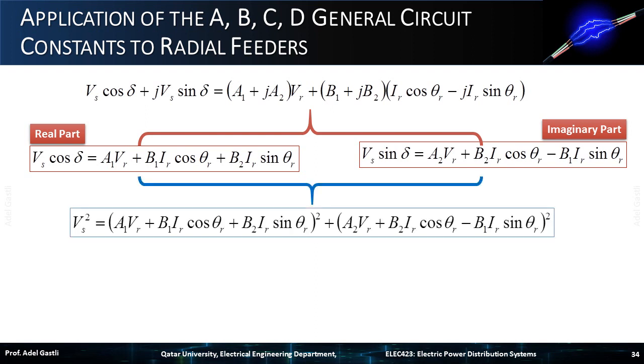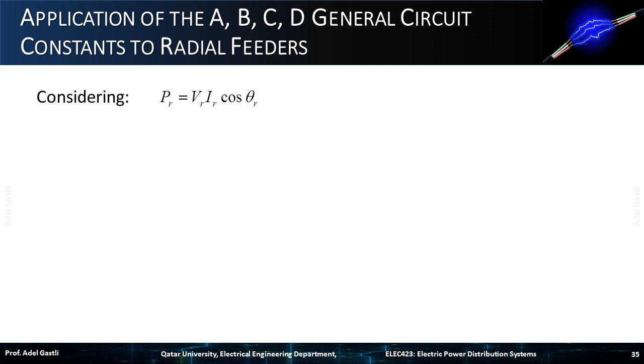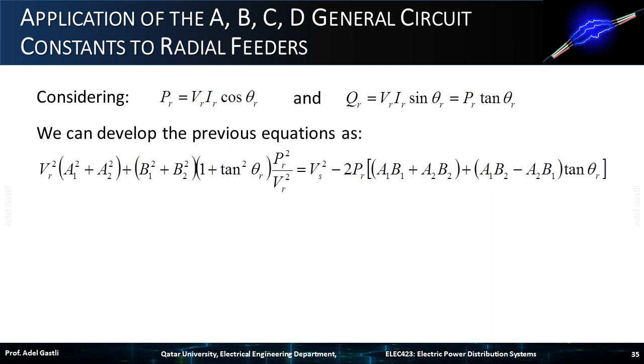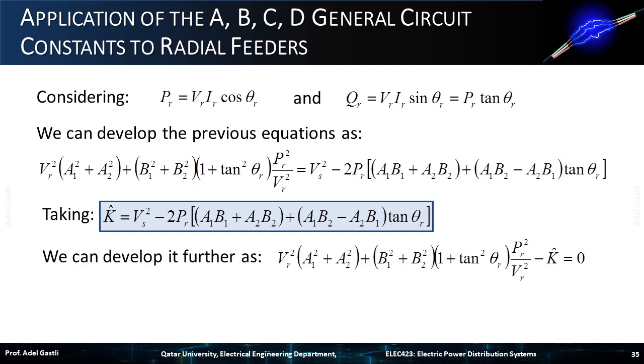Now, squaring and summing the terms on both sides of the two equations, yields the following expression. Developing further this equation can lead to the following one. Considering, PR equals VR times IR, times cosine theta R, and QR equals VR times IR, times sine theta R, or equal PR tan theta R, we can develop the previous equation as follows. Now, taking a constant k hat as shown here, we can develop it further, as shown here.